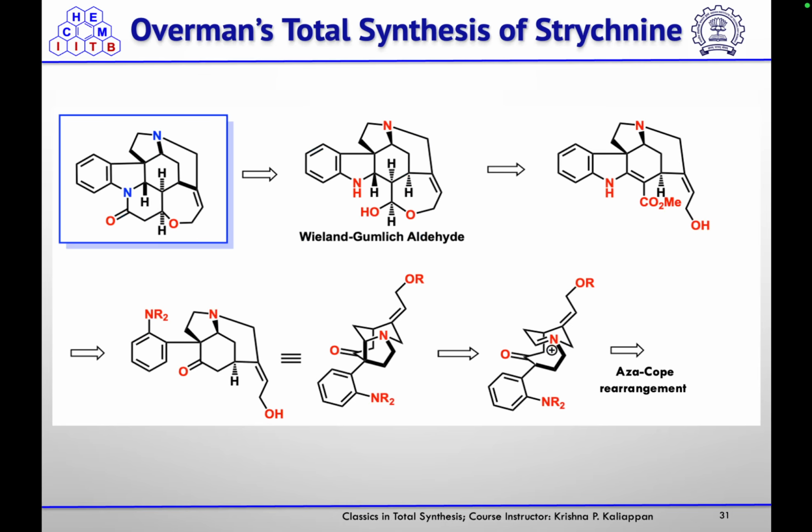Then next is Overman's total synthesis of strychnine. Like Woodward's and Rawal's groups, who used isostrychnine to convert to the corresponding molecule strychnine, Overman wanted to use Wieland-Gumlich aldehyde to complete the total synthesis of strychnine. So he planned his synthesis in such a way that strychnine could be obtained from this Wieland-Gumlich aldehyde, which further could be obtained from the corresponding allylic alcohol and this ester.